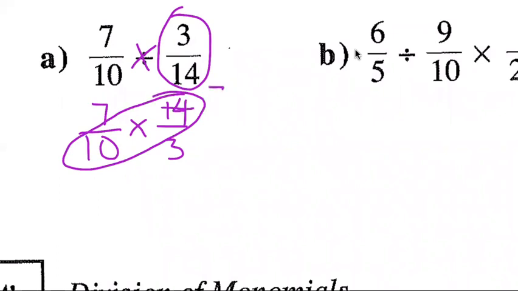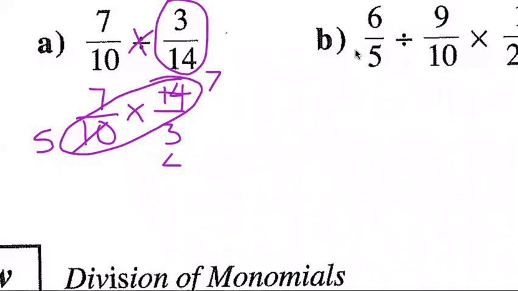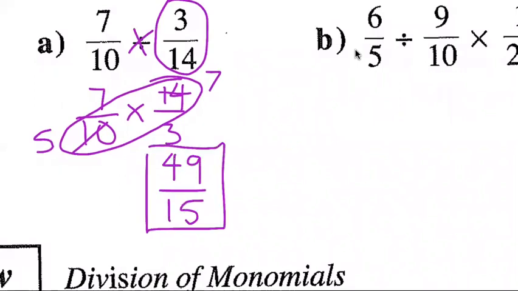This is going to give me 7. This will give me 5. They both divide by 2. So I'm going to end up with 49 over 15. Final answer.